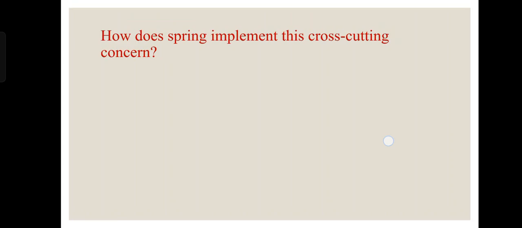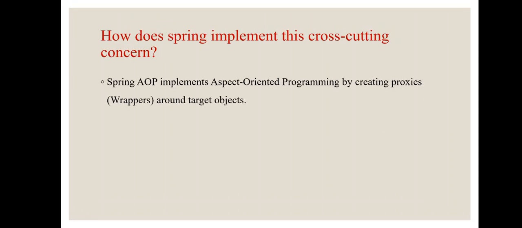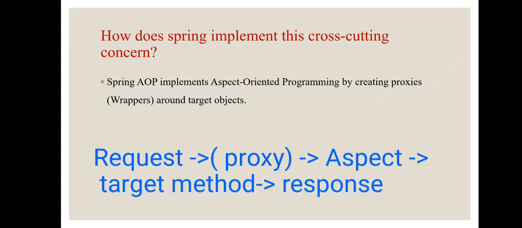Okay, now let's see how Spring implements this cross-cutting concern, like how it's happening inside Spring. Let's see that. Spring AOP implements aspect-oriented programming by creating proxies, that is wrappers around the target objects. For example, here we have the method call, right? So this method call will be wrapped. It will create a proxy, a wrapping around that actual method call.